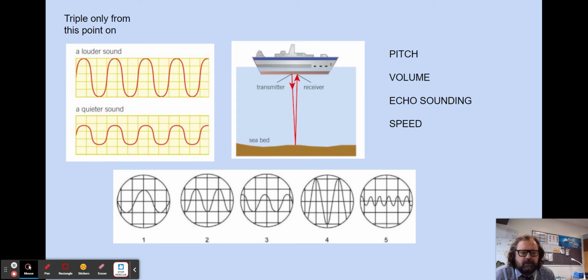So pitch is the position of a note on a scale. A high pitch is a high sounding note. And volume is a measure of the energy in a sound wave. A loud noise has a large volume.